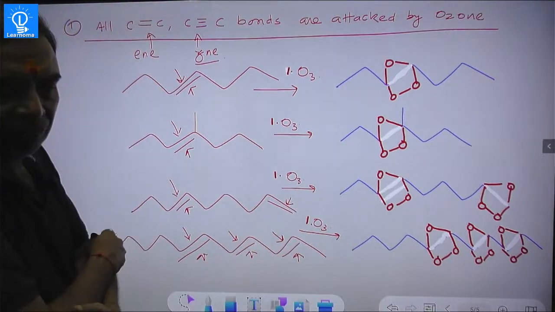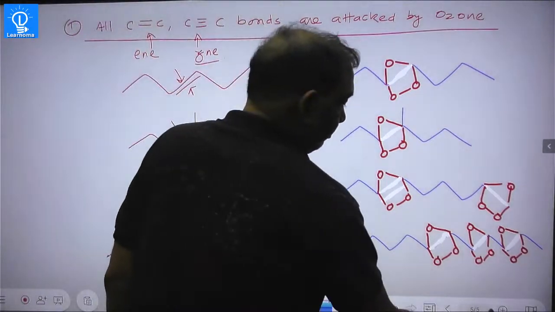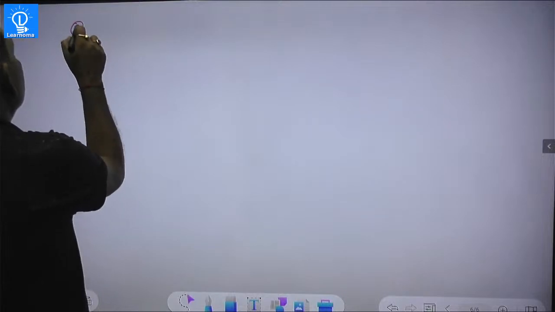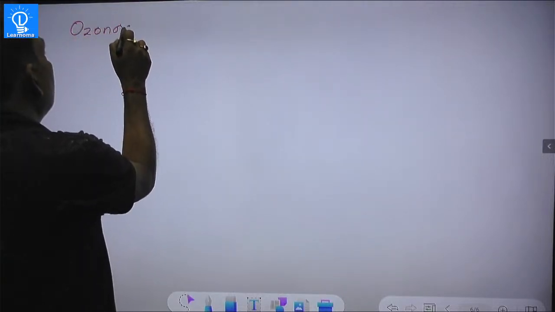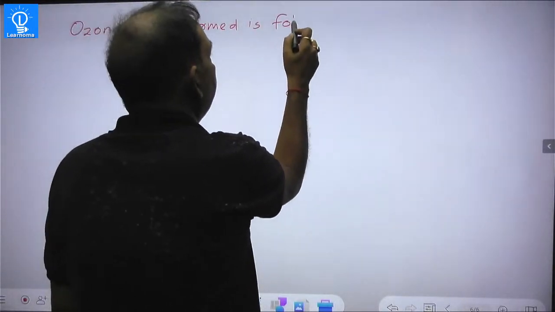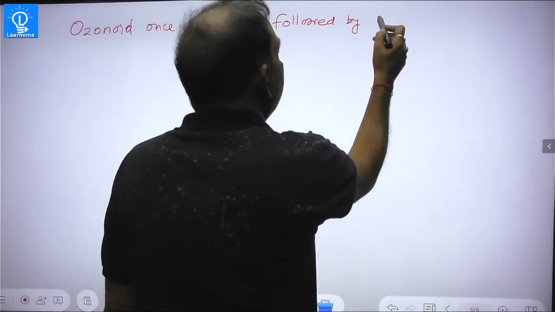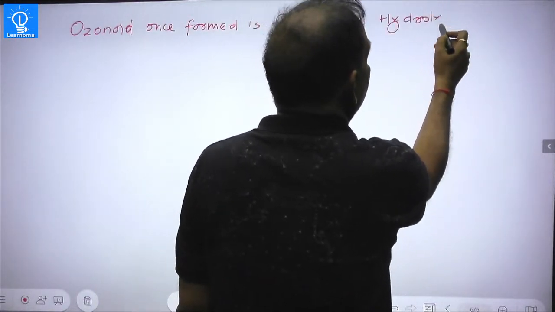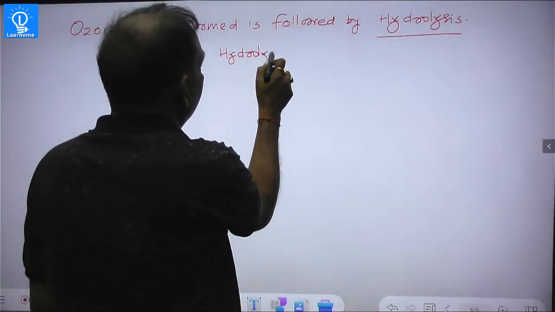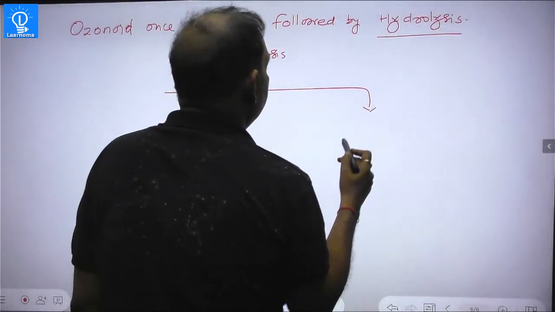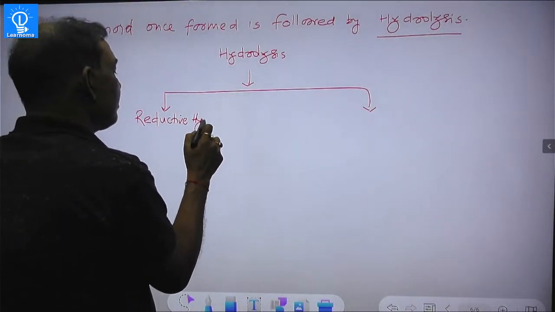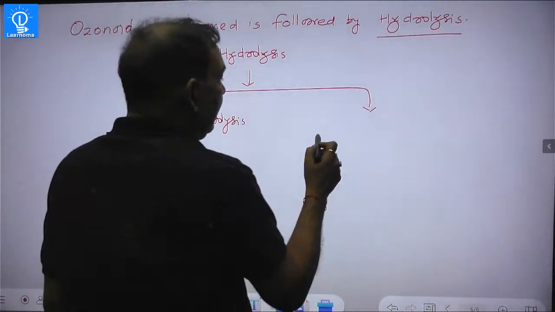Now we have a step 2. What is the step 2? See, ozonoid once formed is followed by hydrolysis. There are two types of hydrolysis. Reductive hydrolysis and oxidative hydrolysis.